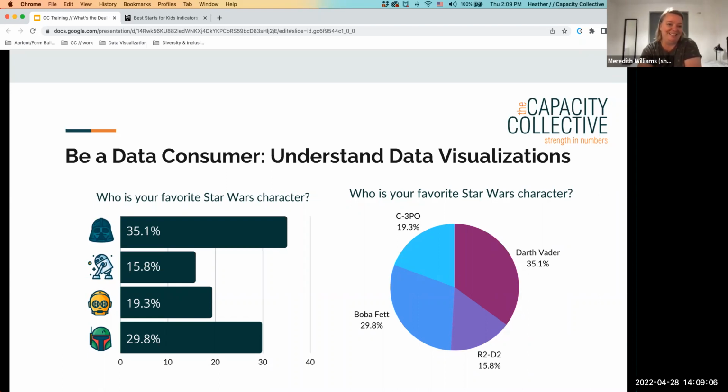Pie chart, yes. Who doesn't love pie? Right, so in a pie chart, again, you can see relative to each other, wow, Darth Vader's slice is pretty big. And you can tell visually that it's the biggest slice, right? So exact same data, but you can see it a little bit differently.